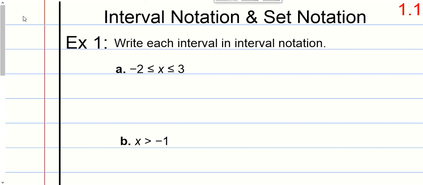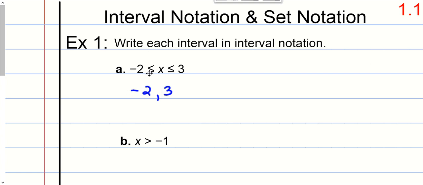Alright, so let's look at example 1. It says write each interval in interval notation. Okay, so that's what we were just looking at, our interval notation. Our inequality right here, remember I said we would look back to these, goes from negative 2 less than or equal to x less than or equal to 3. So we start at negative 2 and we go up to 3. Our smallest number will always be on the left, our largest number will always be on the right.